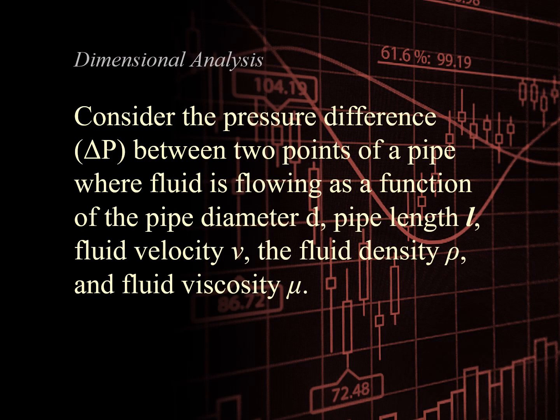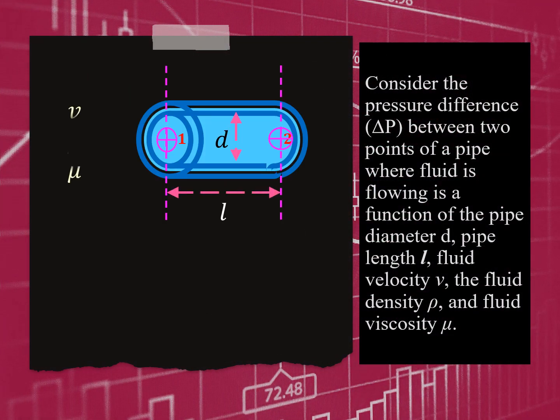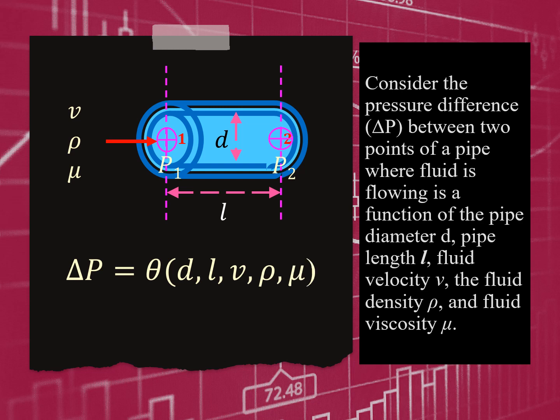Now let us look into the situation in the problem. Consider the pressure difference, change of P, between 2 points of a pipe where the fluid is flowing, as a function of the pipe diameter D, pipe length L, fluid velocity V, the fluid density rho, and the fluid viscosity mu. We start with interpreting the situation in the figure. The relationship in the problem can therefore be expressed as change of P is equal to a function of D, L, V, rho, and mu. This is given, of course, in the problem.